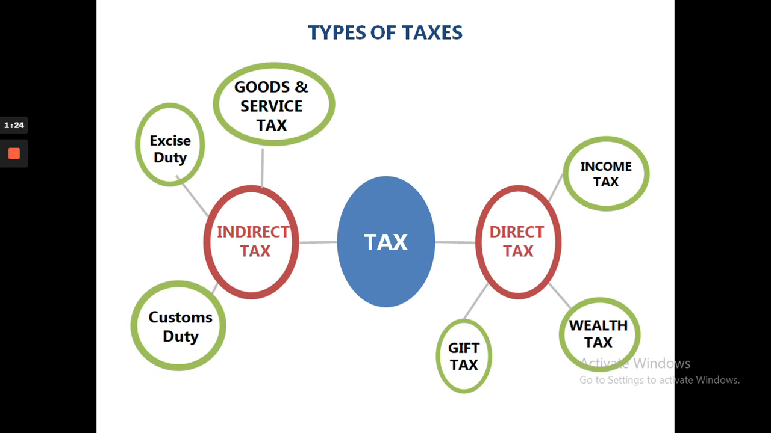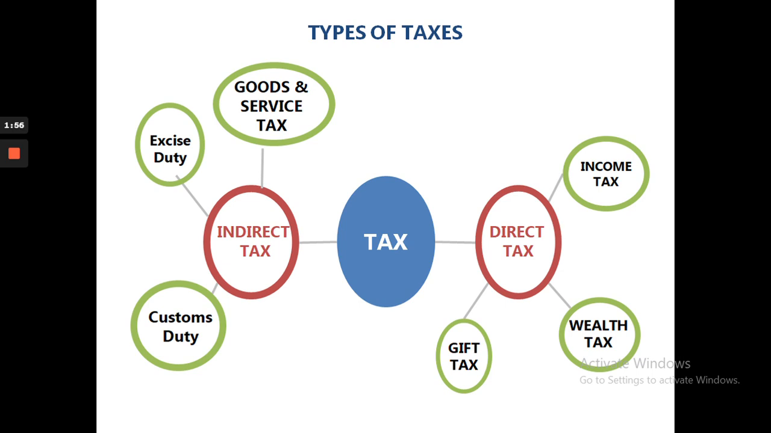The second type is indirect tax. Indirect tax is paid by the taxpayers through others. It is collected by intermediaries who are selling goods and services, and they pay to the government on behalf of the taxpayer. Example, GST. The other types of indirect taxes are excise duty, customs duty, etc.